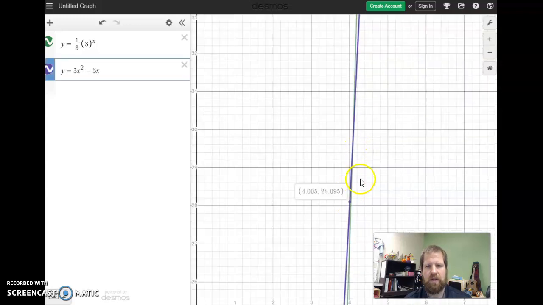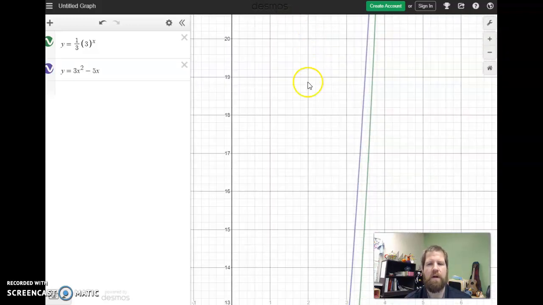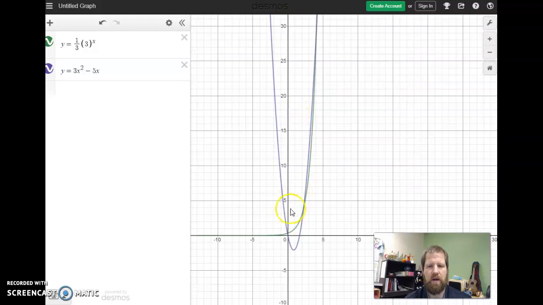Okay, so those are the kinds of things we're looking at for comparing graphs. Okay, where do they start? Where do they cross? Where do they end up?